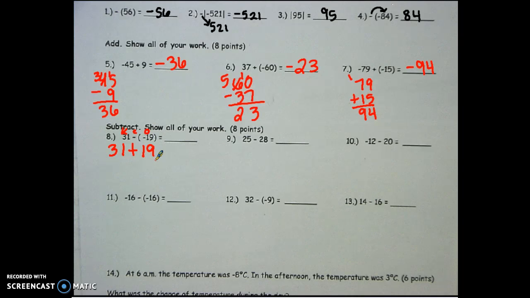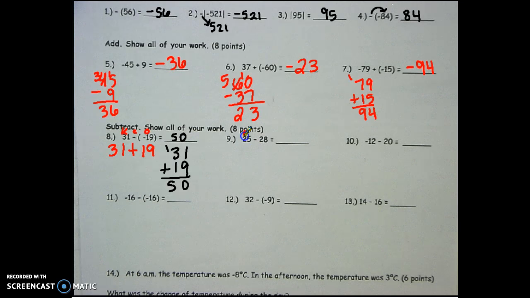Now we look and see my signs are the same, so I add them. 31 plus 19. 1 plus 9 is 10. 3 plus 2 is 5. And I'm looking at this problem for my sign. I'm not looking back at the original because I've changed the original problem. My answer is 50.